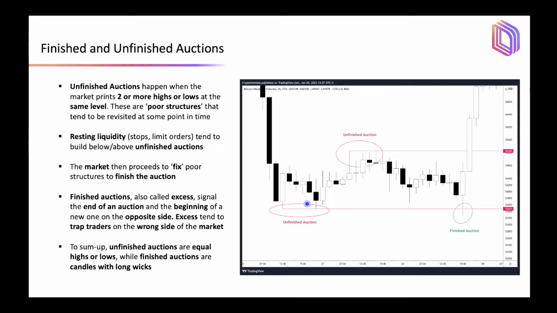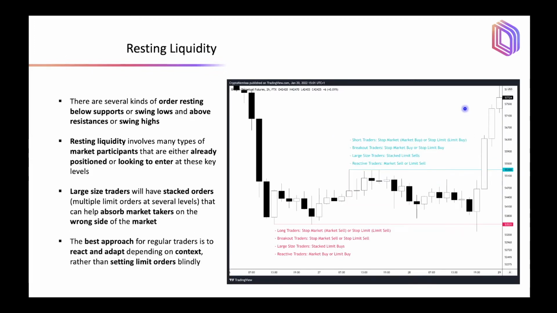So here we had this unfinished auction here and an unfinished auction there. We essentially went down, finished this unfinished auction through this finished auction here, and then reverted very swiftly and terminated the auction the other way and proceeded to move higher. To sum up, unfinished auctions are equal highs or lows, while finished auctions are candles with long wicks.